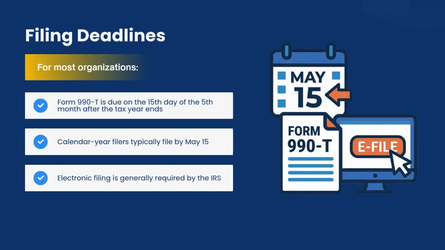For most tax-exempt organizations, Form 990T is due on the 15th day of the 5th month after the end of the organization's tax year. For calendar year organizations, that usually means May 15th. Also important, the IRS now generally requires Form 990T to be filed electronically.